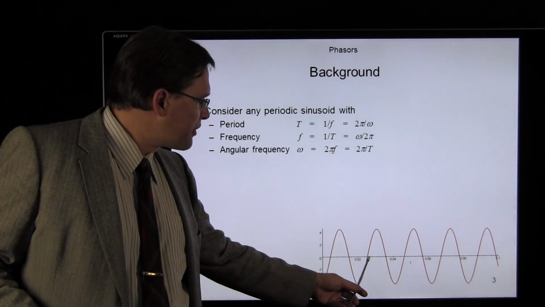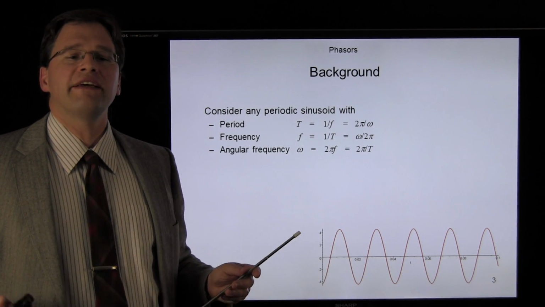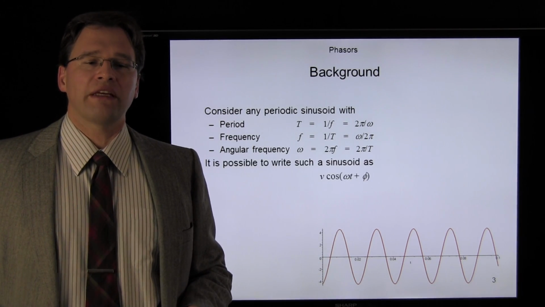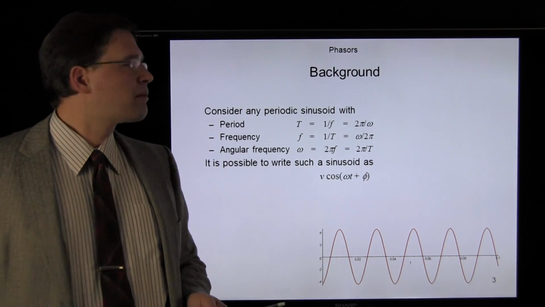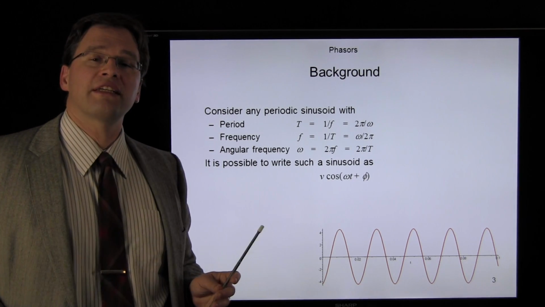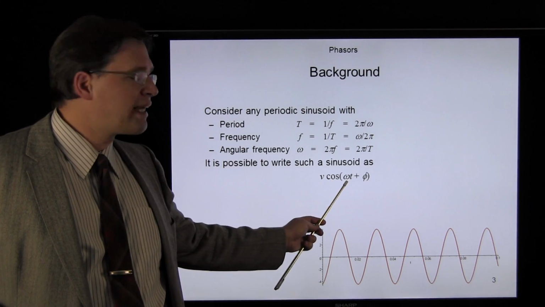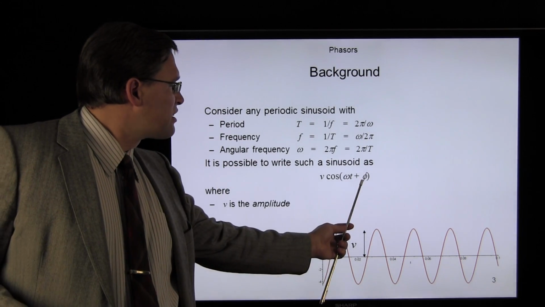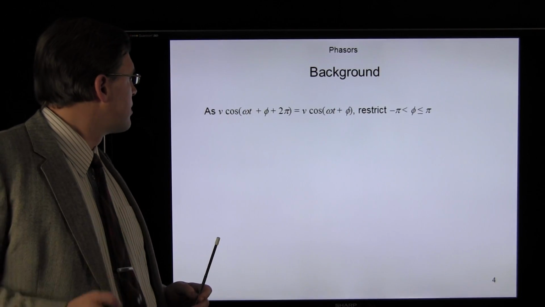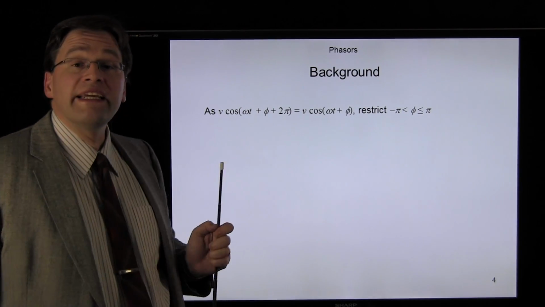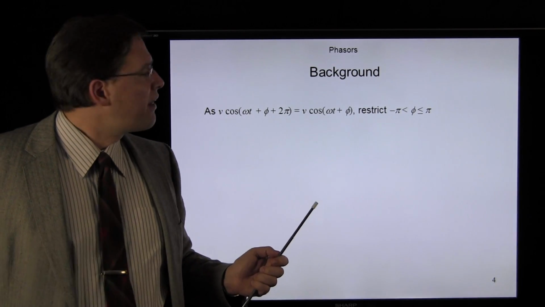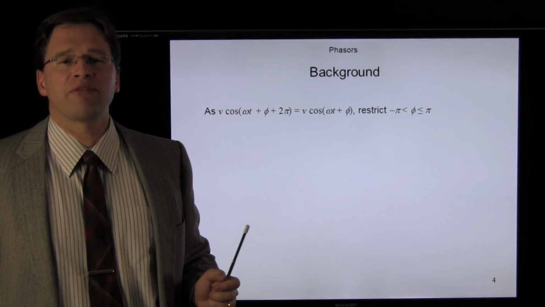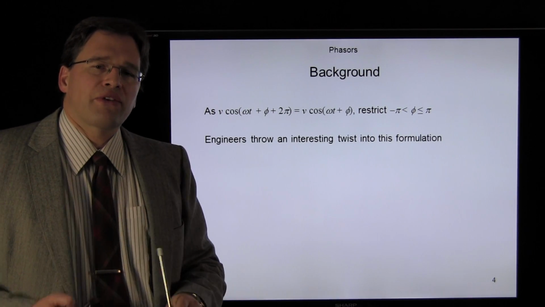It will have some period t. The frequency is 1 over the period, and the angular frequency is 2 pi times the frequency, the angular frequency being in radians. It's always possible to write such a sinusoid in terms of nu cos of omega t plus phi, where nu is the amplitude and phi is a phase shift. Now, the cosine function is periodic, and therefore we can actually restrict phi to be a value between negative pi and positive pi radians. Engineers, however, throw a twist into this.